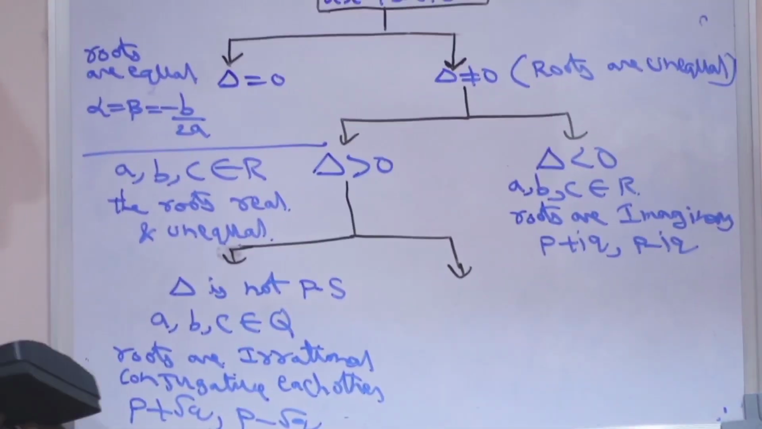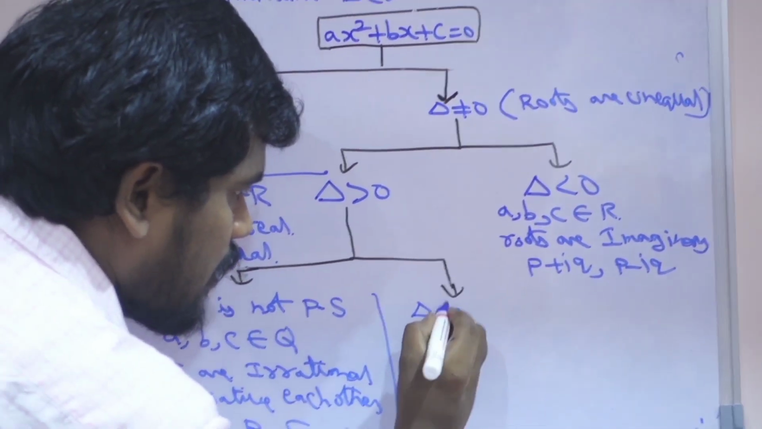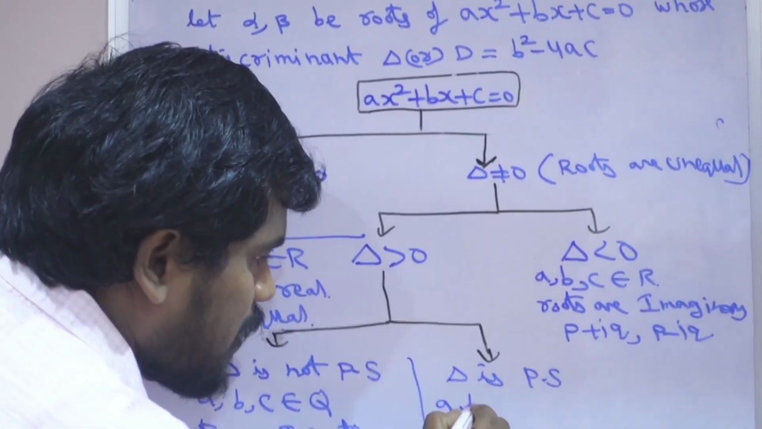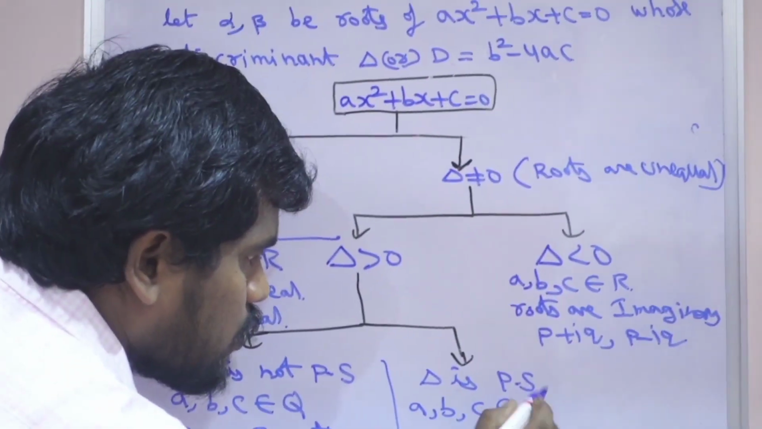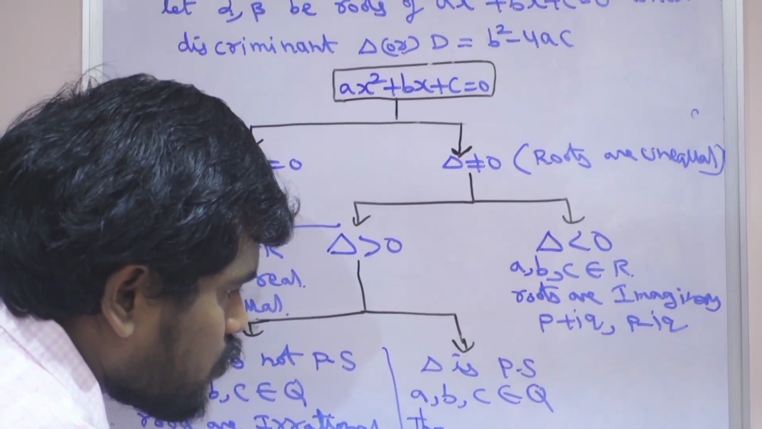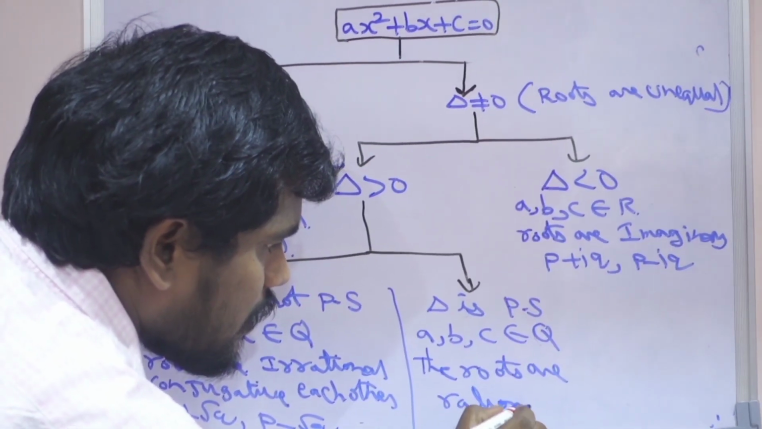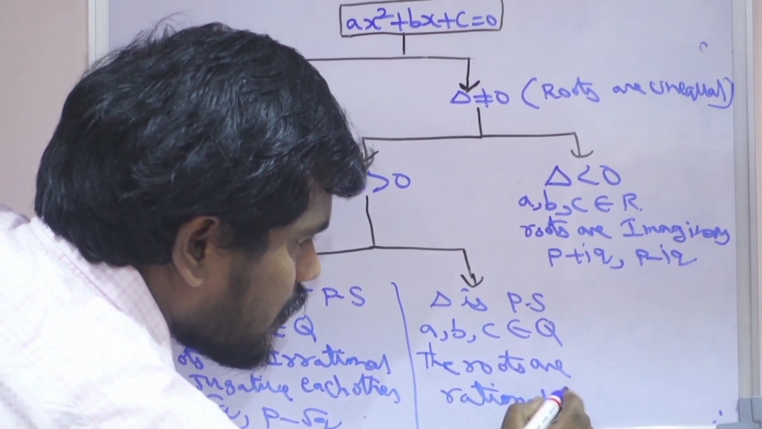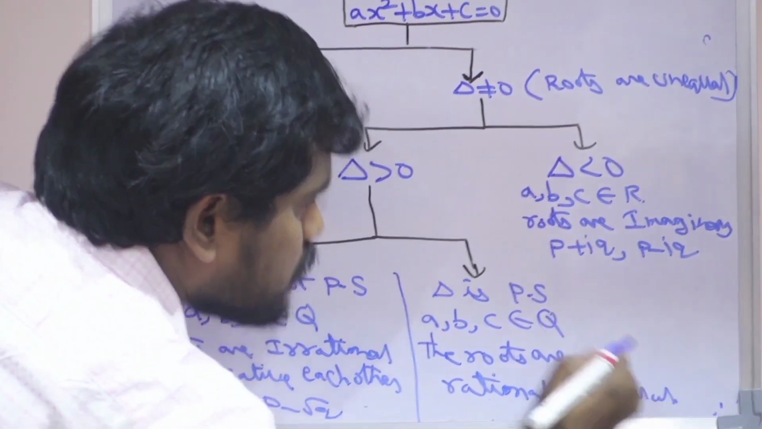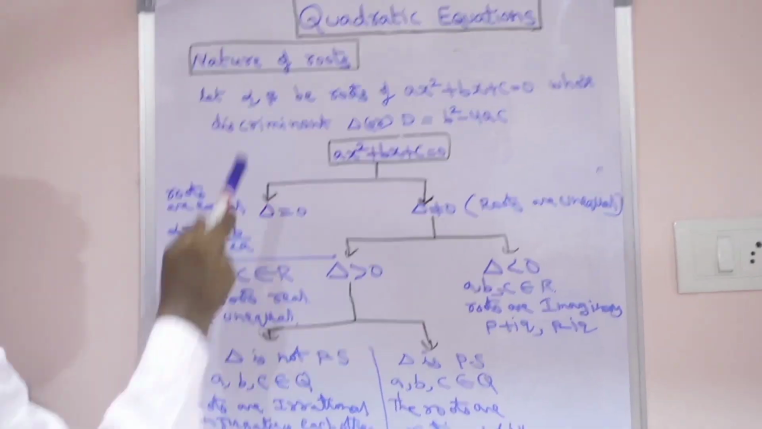That is when delta is not a perfect square. Suppose delta is a perfect square, PS means perfect square here. So where a, b, c belong to Q, rational numbers, the roots are rational and unequal. So this is the flow chart or diagram for the nature of the roots.